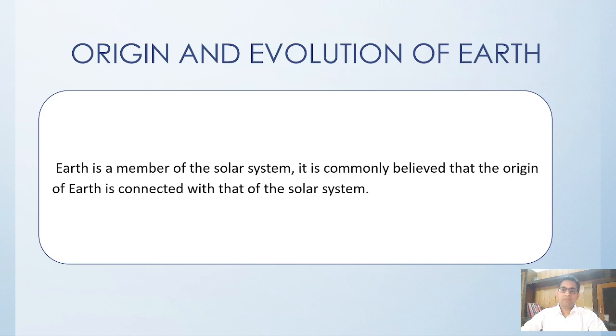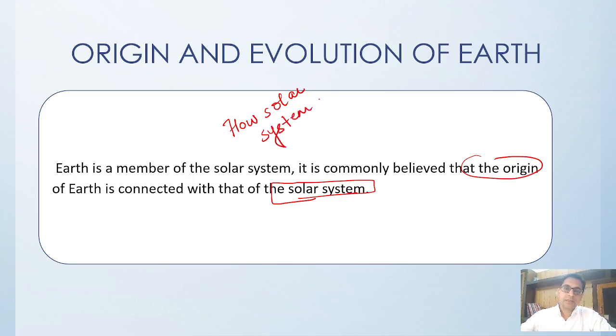So, origin and evolution of Earth. Earth is a member of the solar system, that everybody knows, and it is believed that the origin of Earth is connected with that of the solar system. How the solar system has been formed, this is all connected. But how did the solar system come into being? For that, a lot of theories are there.